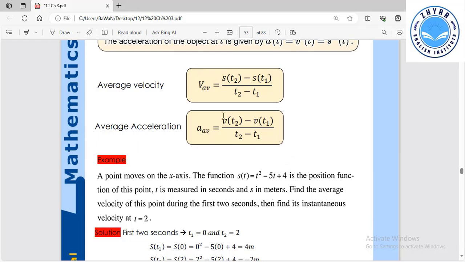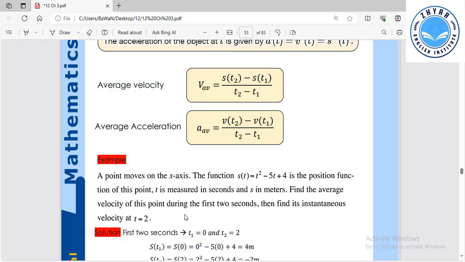Average velocity is distance over time. Velocity is speed and speed is distance over time. Here the distance is s of t2 minus s of t1 over t2 minus t1. This is average velocity. Average acceleration: acceleration is speed over time. Acceleration is v of t2 minus v of t1 over t2 minus t1.